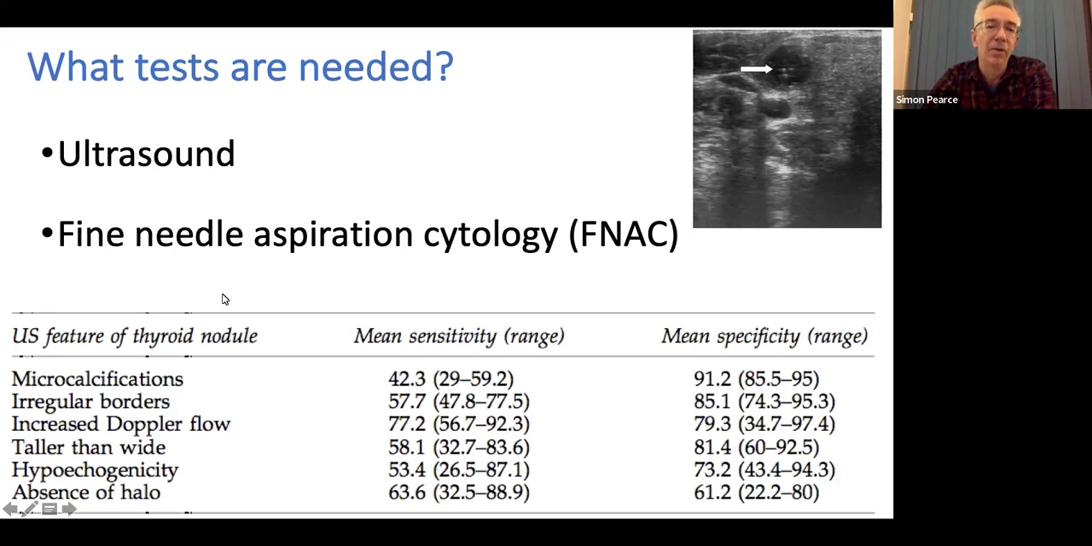But if it looks suspicious by these definitions, you would then go on to have fine needle aspiration cytology, which is a needle stuck into your neck, wiggled around a little bit, and then some cells are sucked out through the needle, and then they're spread onto a slide, and then someone looks at those down a microscope. This whole thing, fine needle aspiration, takes 5 to 10 minutes maximum.